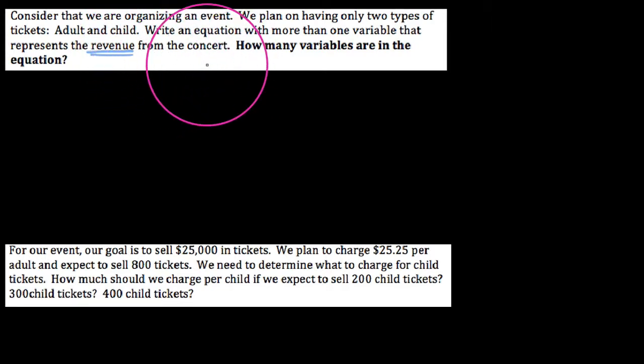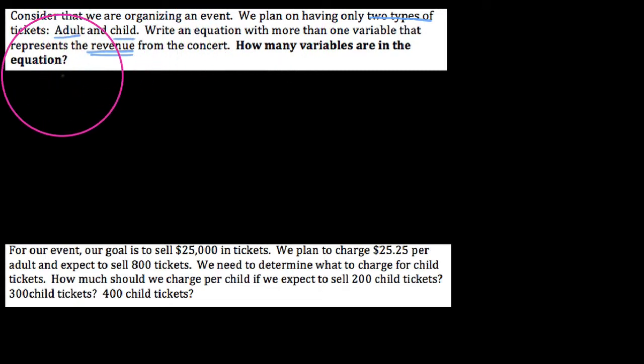So the thing we want to do is underline important information here. Starting with this, we have two types of tickets, an adult ticket and a child ticket. And what we want to do is write an equation with more than one variable representing these tickets that would represent how much money we make. The first question we should ask ourselves is how many variables are in this equation? It becomes somewhat intuitively obvious when you read through this that we have two unknowns, and these are going to be adult tickets and child tickets.